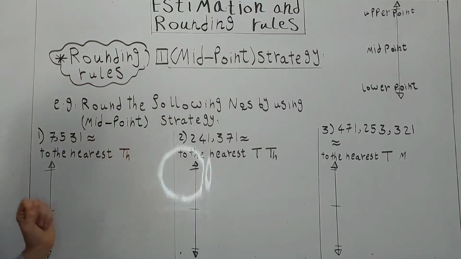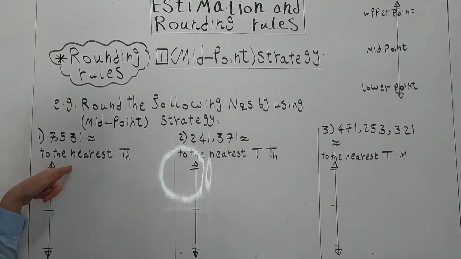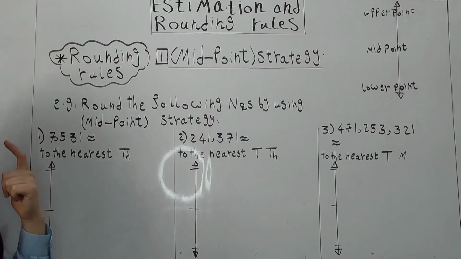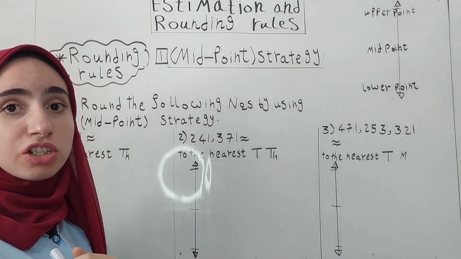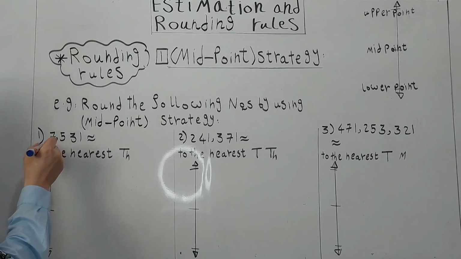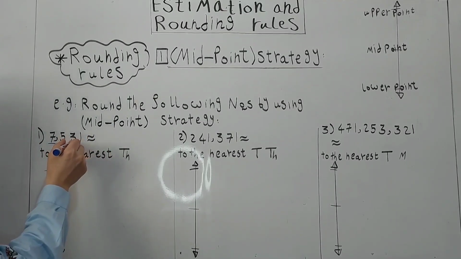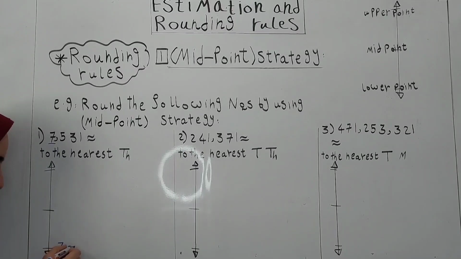Round the following numbers by using the midpoint strategy. The first number: round it to the nearest thousand. So we're looking for the digit in the thousand place. Where is the digit in the thousand place? The digit 7. So to write the lower point, we put the digit 7 as it is, and we replace the digits in the last places with how many zeros? 1, 2, 3. So we put 3 zeros.